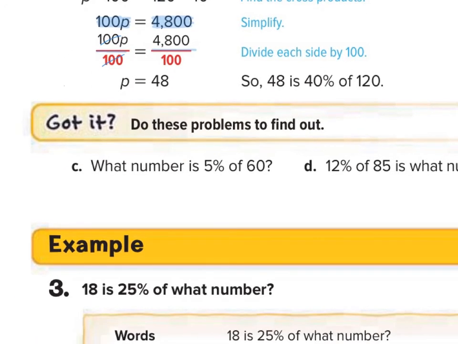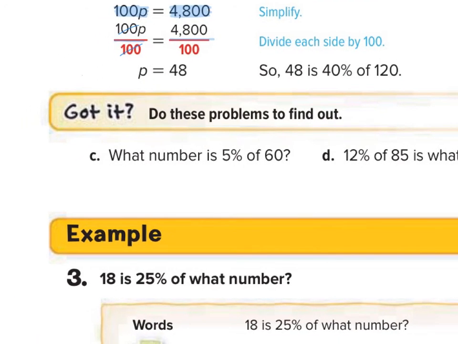Now it's time for you to try C and D. So this is a good place to pause the video and try to work out problem C and D, and then start it back up when you're ready, and we'll go over these.